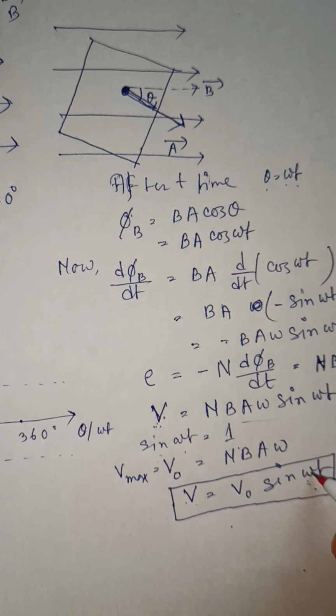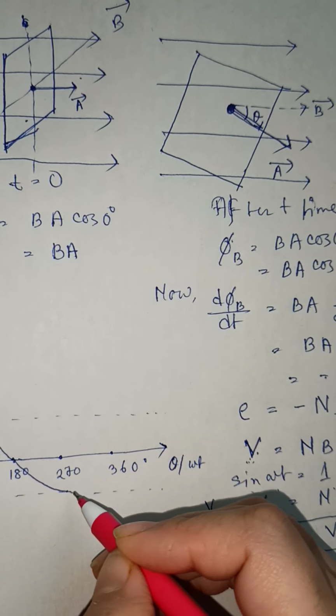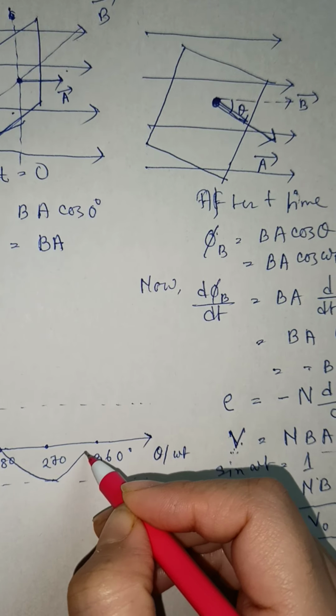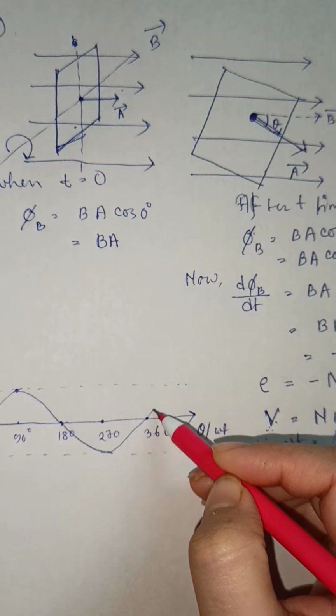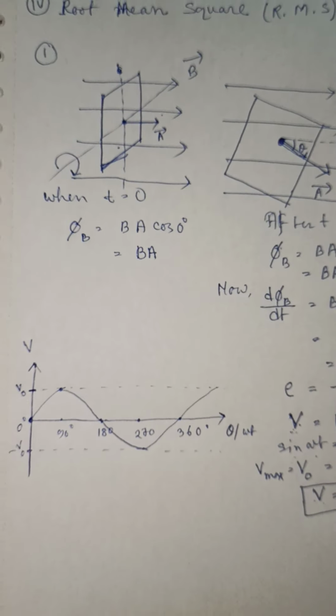When theta equals 360 degrees, then again it will be 0. So this is our graph, and it's repeating continuously.